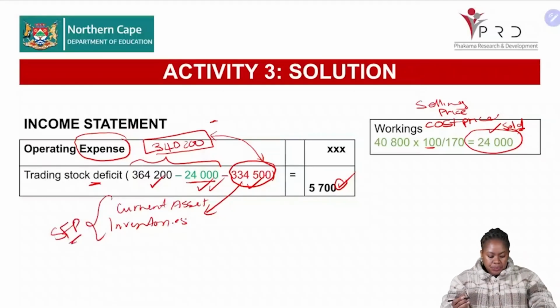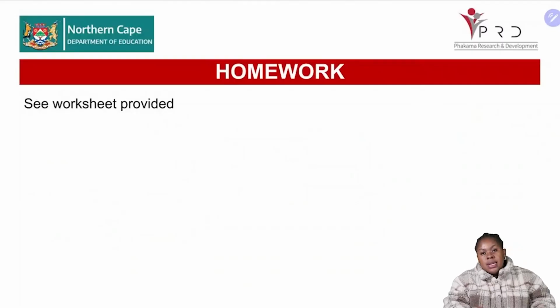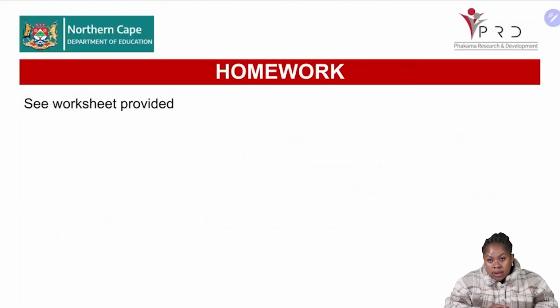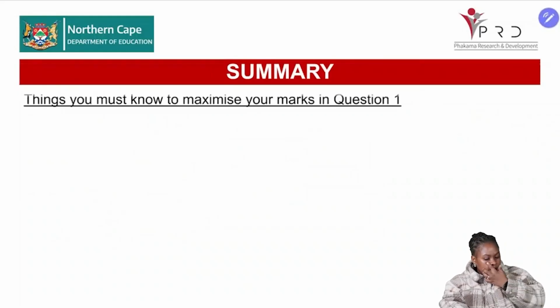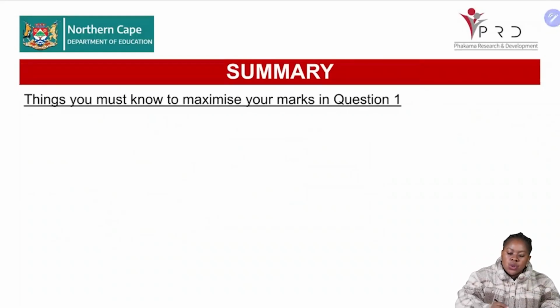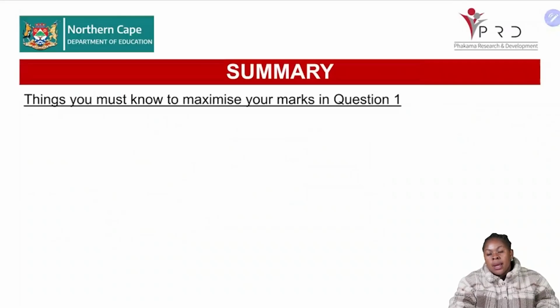Okay, now there's an activity that I've prepared for you for homework. Please see your teacher to provide that activity, and you will see that there are different types of questions that can be addressed or tested when it comes to these types of topics. And I believe I've covered most of the expected outcomes. So please try your best, and then surely you're going to do well at it. Okay, now let's quickly summarize what we talked about today. The things that you need to know in order to maximize question 1, because we are dealing with question 1 over here, right?